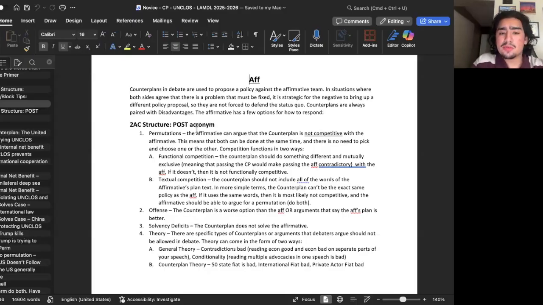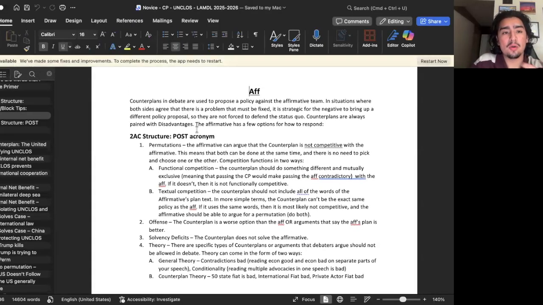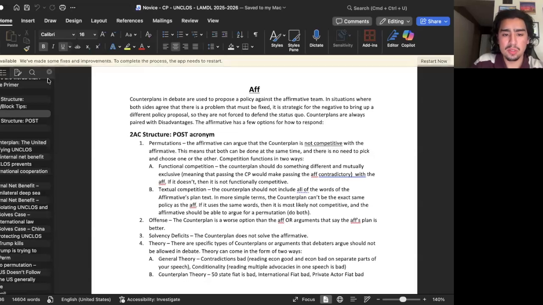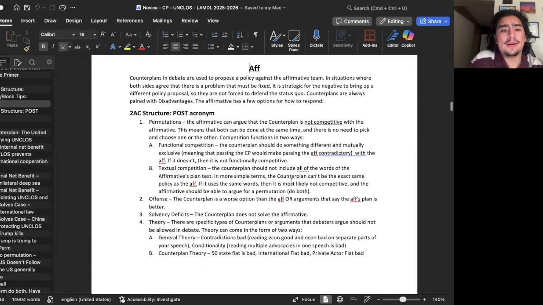All of this rests on the idea that the counterplan competes with the affirmative. There are two types of competition. There are two ways to establish that the counterplan competes with the affirmative. It is the affirmative's job to prove that the affirmative is not functionally or textually competitive. So, what do those two words mean?